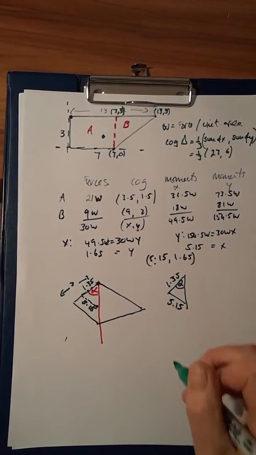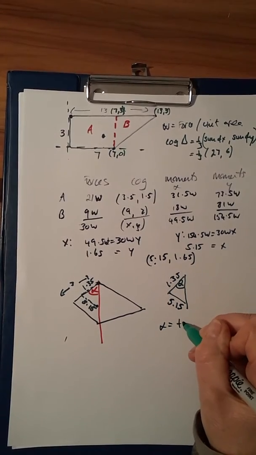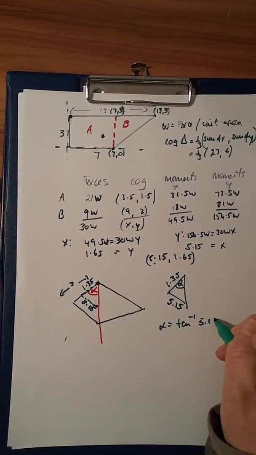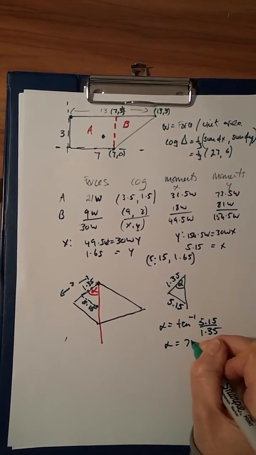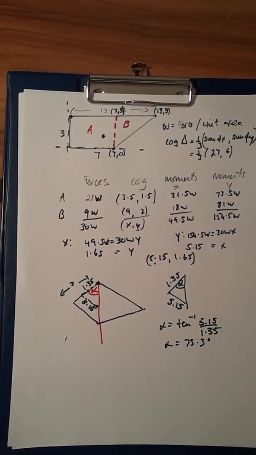So to get alpha, that will be the arctan of 5.15 over 1.35, and that will give me an alpha of 75.3 degrees.